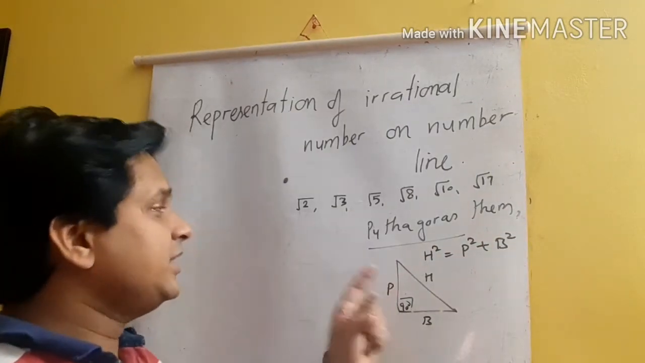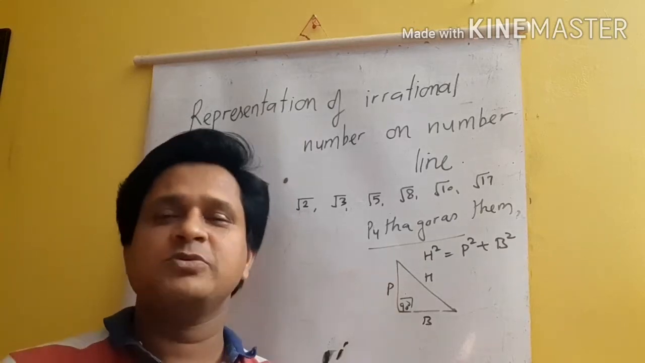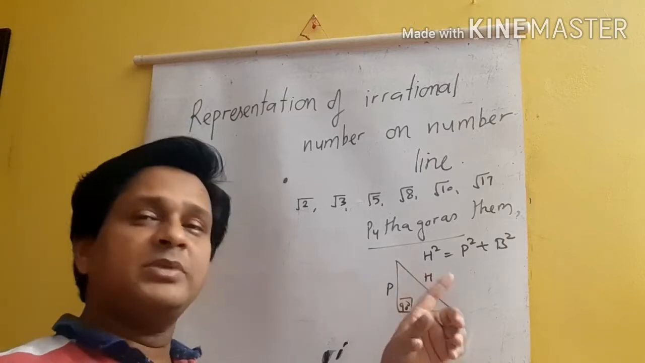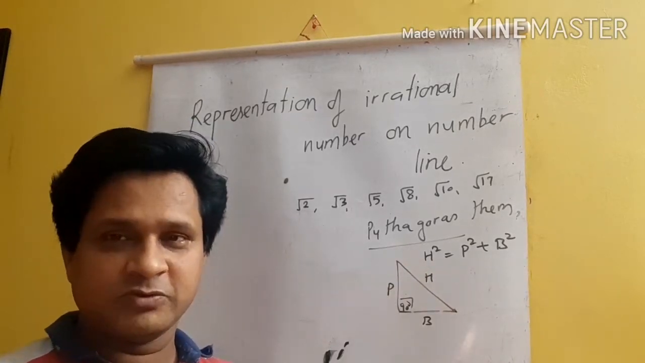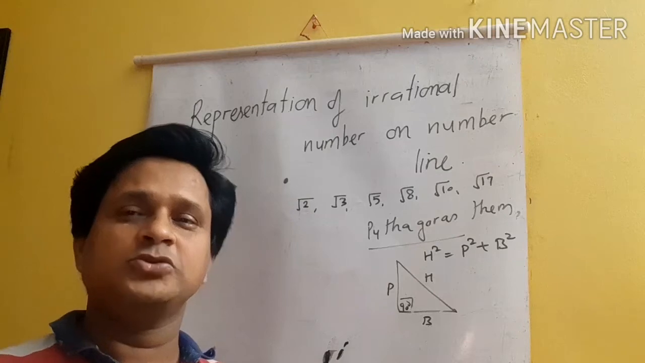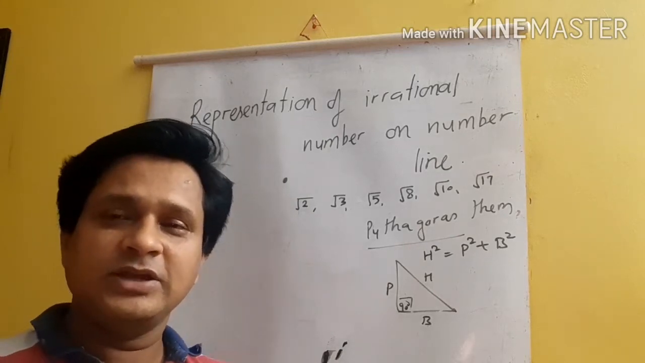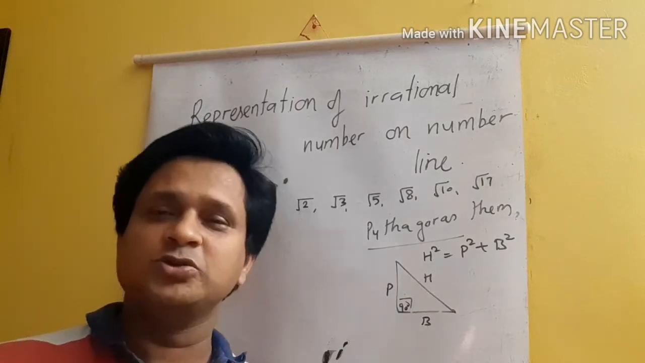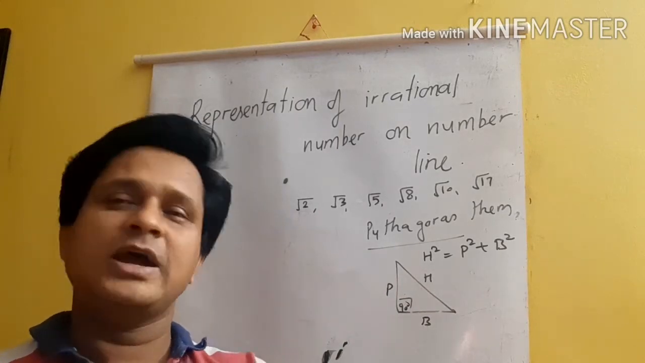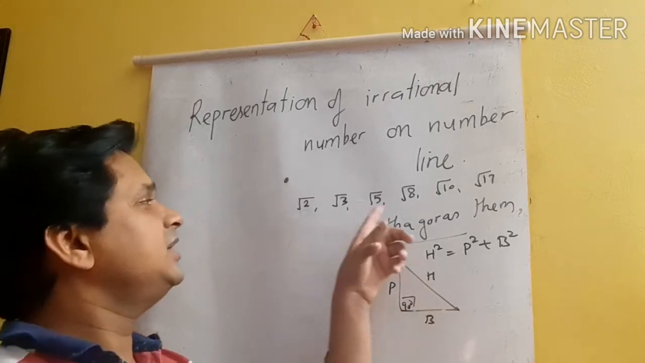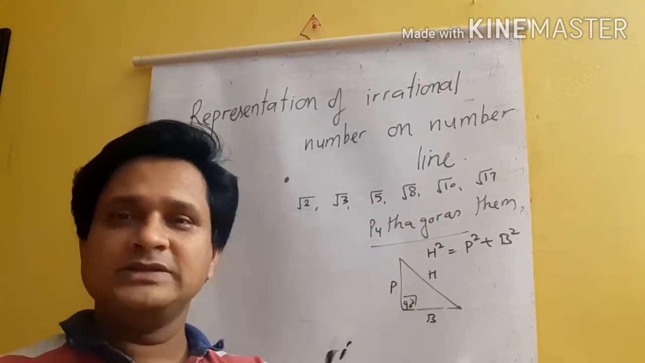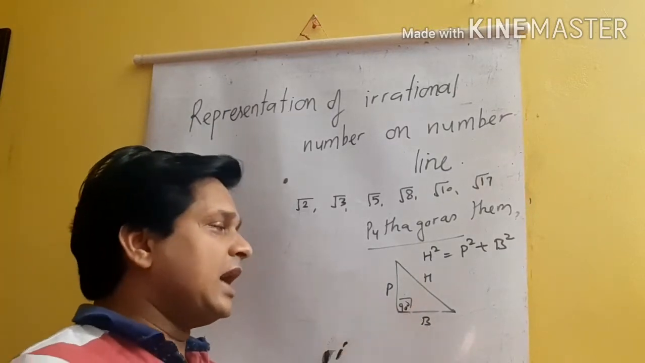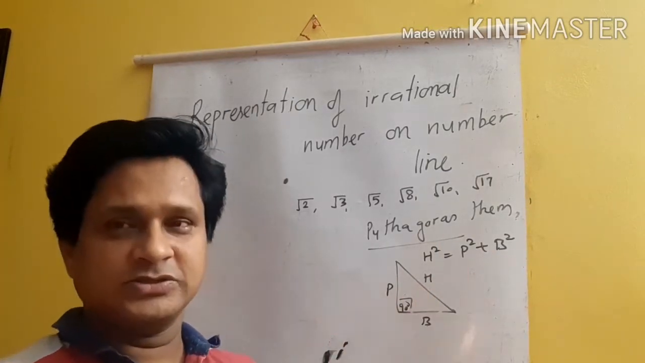Now whatever questions you are asked, suppose you are asked to represent root 2 on the number line, then root 2 will become the hypotenuse. If you are asked to represent root 3 on the number line, then root 3 will be the hypotenuse, and in the same way in other cases too. Now I am going to tell one important key point: the hypotenuse will be whatever you are asked to represent.